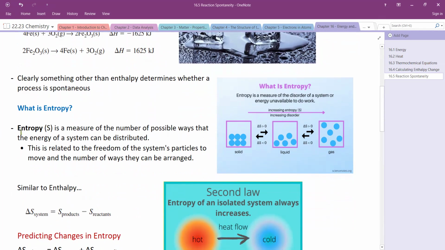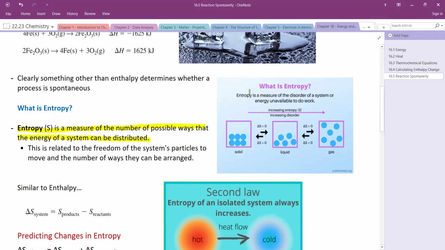And here's the definition, right? Entropy, abbreviated S, is a measure of the number of possible ways that the energy in a system can be distributed. That's the textbook definition. I would consider entropy to be a measure of disorder. Okay. And so entropy is a measure of how disordered a system is.